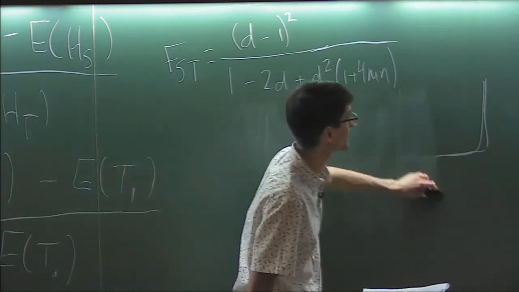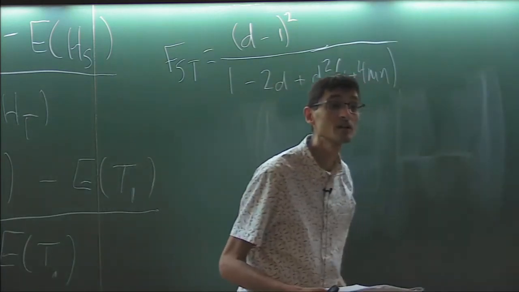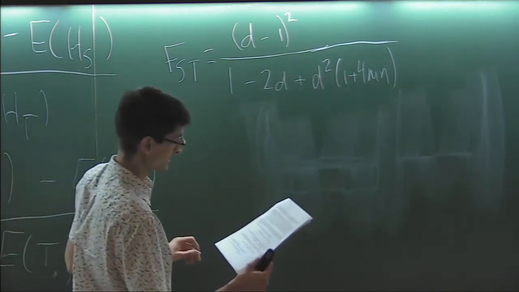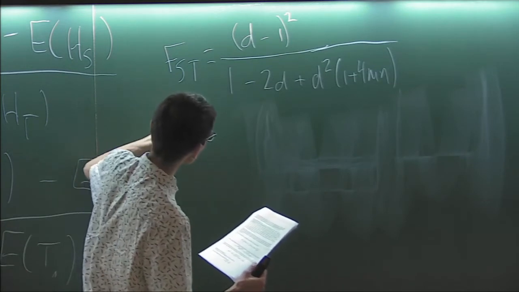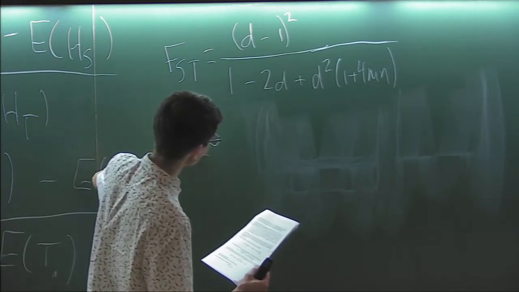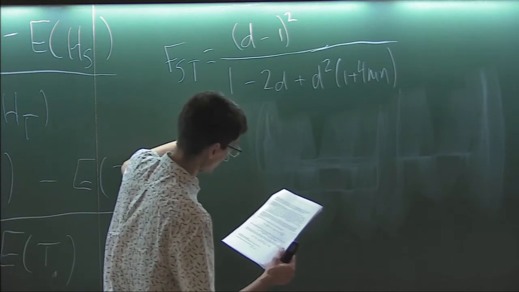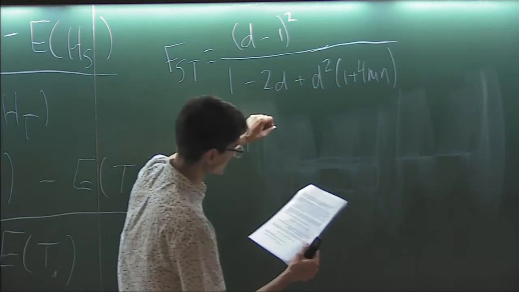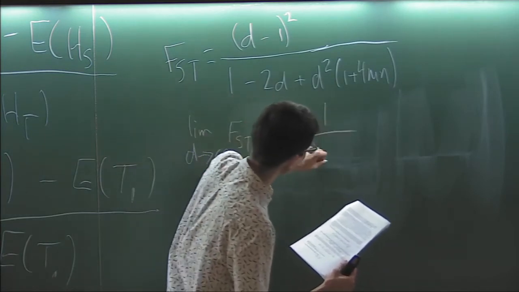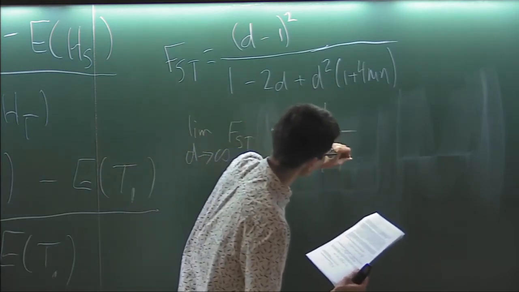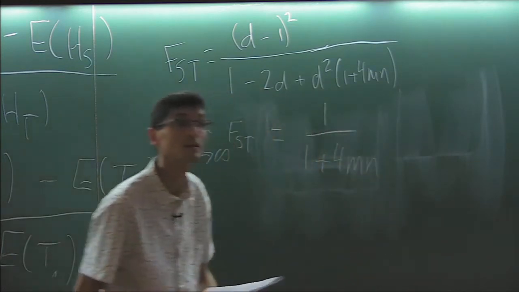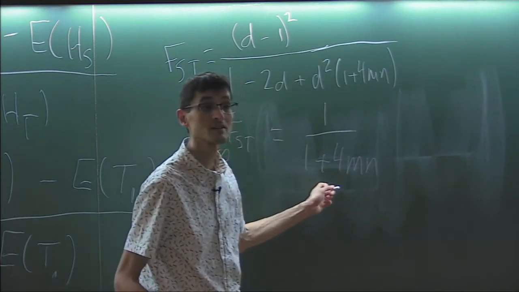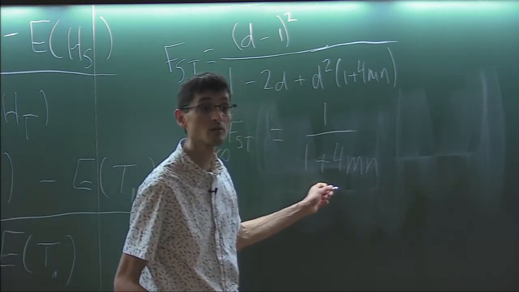And then if you take the limit as the number of demes becomes very large, in the limit as d goes to infinity of this FST, we get this result, 1 over 1 plus 4mn. Okay. And so this is the classic island model result for differentiation.